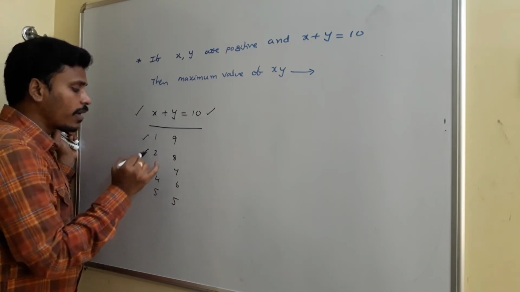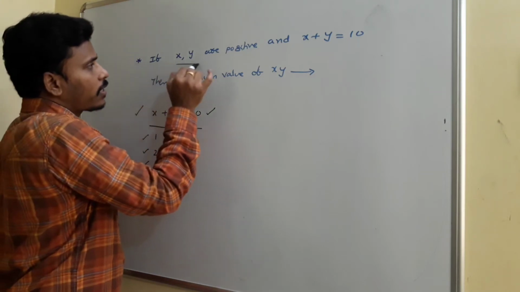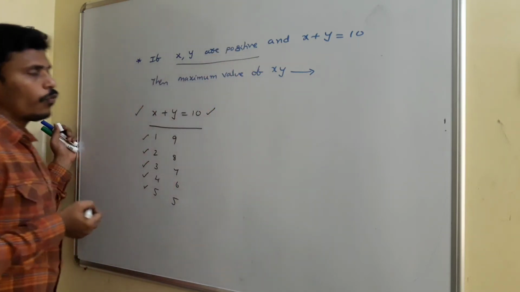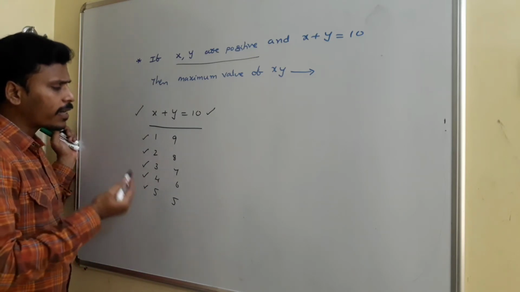Not only these natural values. See, look at the question. This x and y are positive, that's it. We won't mention them as either natural or not. So you may take certain fractions also.